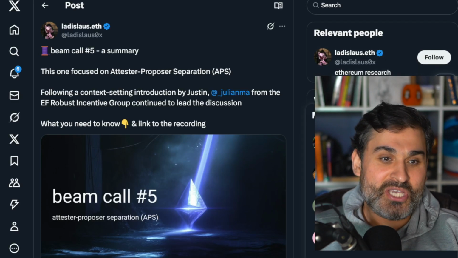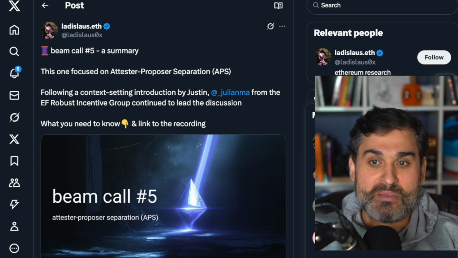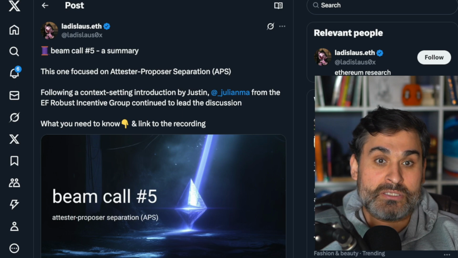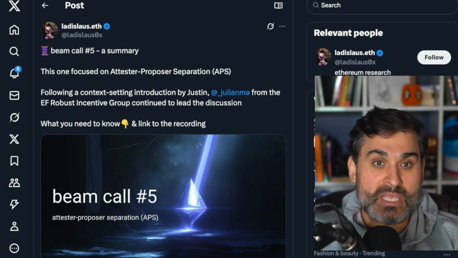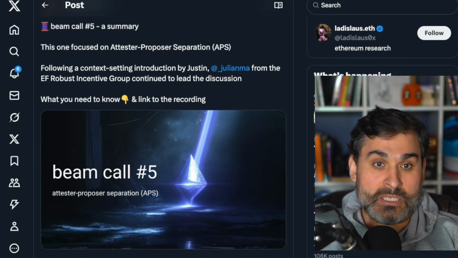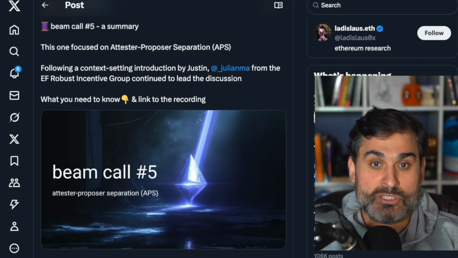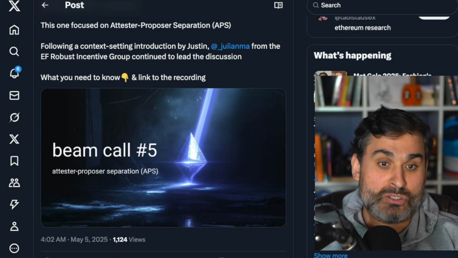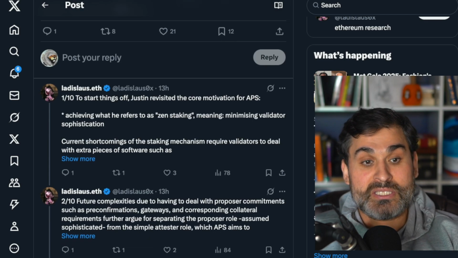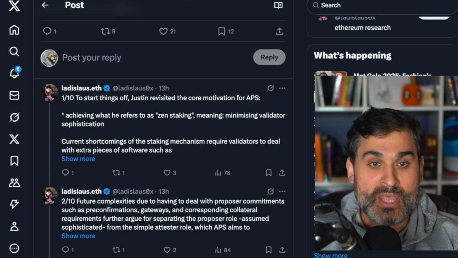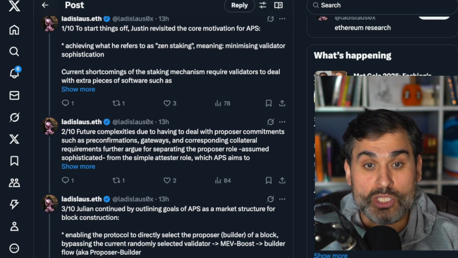Okay, so the Beam chain, which is one way of developing Ethereum in the years to come, that's the consensus layer, had their call number 5, and there was a summary here about that. So this one focused on the attester-proposer separation, and following a context setting introduction by Justin and Julian from the EF Robust Incentive Group, they continued their discussion.